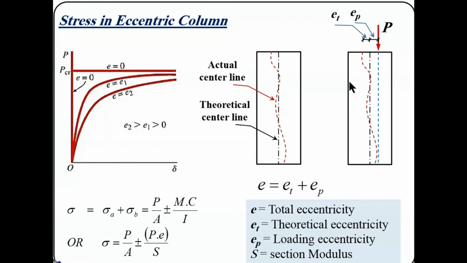So due to this, there is a moment acting at any section. For example, if I cut the cross section over here, the total eccentricity is equal to ET plus EP, which causes bending of the section in the clockwise direction. Due to this bending, half of the section on one side of the neutral axis is in compression and half is in tension. So the total stress will be sigma A, the axial stress, plus the bending stress, which is P over A plus or minus Mc over I, or My over I. We know that the moment M is equal to P times E, load times eccentricity, and I over C is equal to the section modulus.